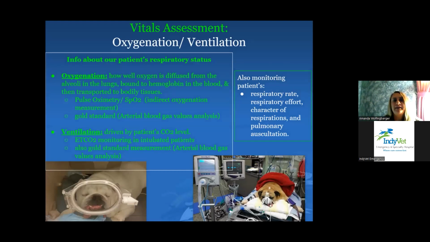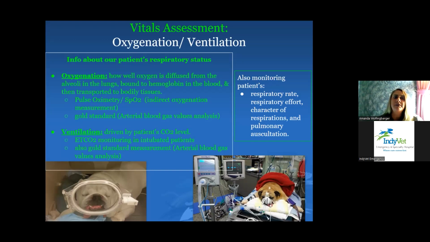And then our poster children, again, for problems is our English Bulldog. We're going over oxygenation and ventilation. So at its base, again, information about our patient's respiratory status. Oxygenation is how well the oxygen is being diffused from the alveoli in the lungs, then bound to hemoglobin in the blood, and then transported to the body tissues. So, indirectly, we're going to measure that with our pulse ox or SpO2.